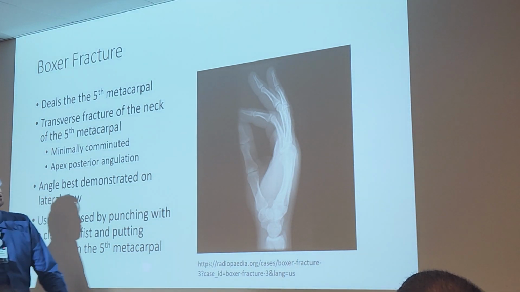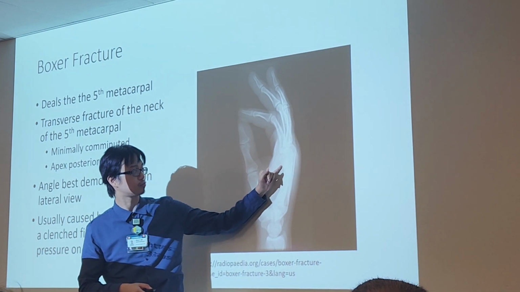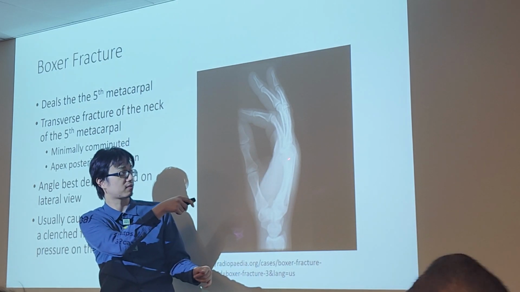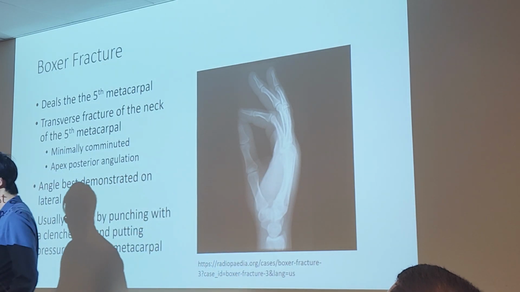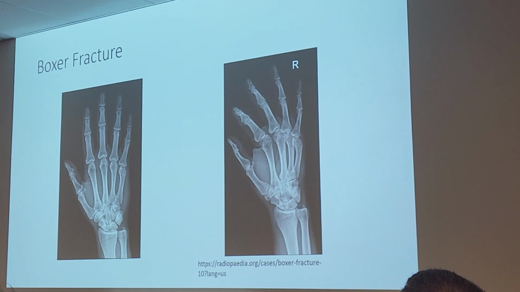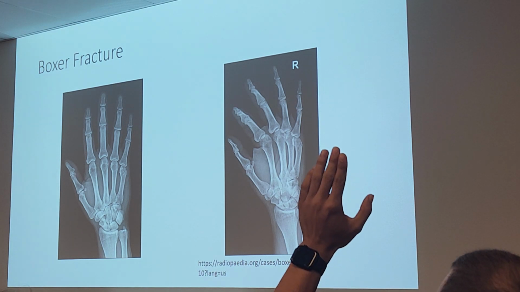If you take a look here, it might be a bit tough to tell on this lateral, but the break is right here, by the head of that fifth metacarpal. Most times I see this, it's always an inmate. So what about on this one? Is it a bit easier to see now? You see that right there? So that is your boxer fracture. Fifth metacarpal, sometimes even fourth metacarpal, depending on how hard they punched.